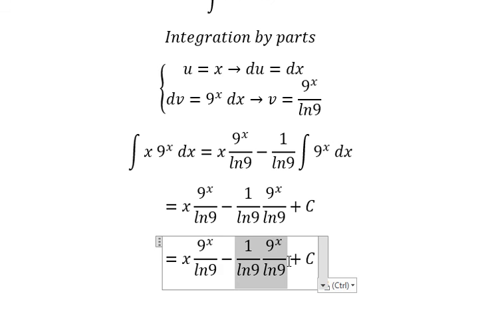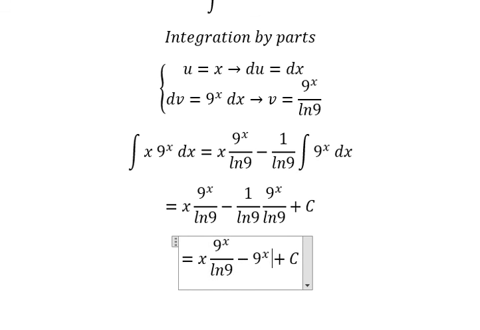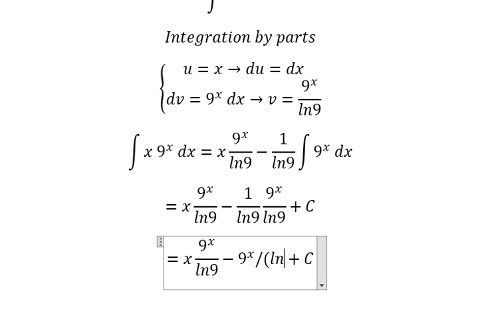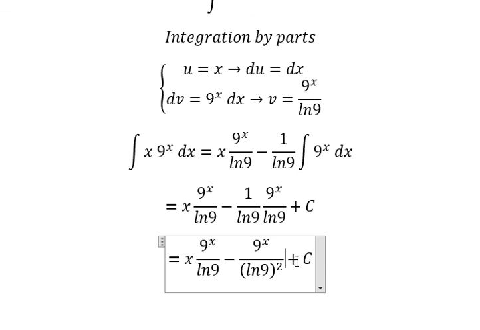So this one we can simplify like this, and this is the final answer. This is the end.